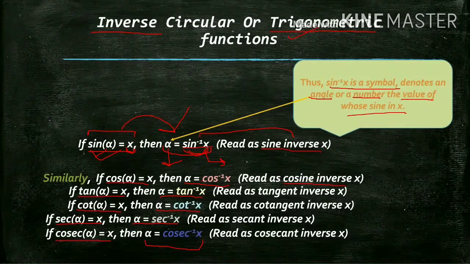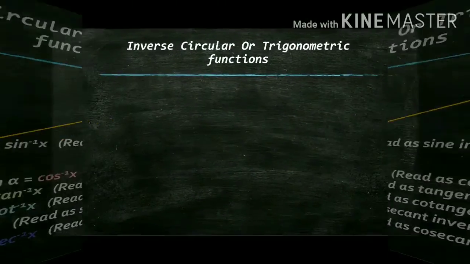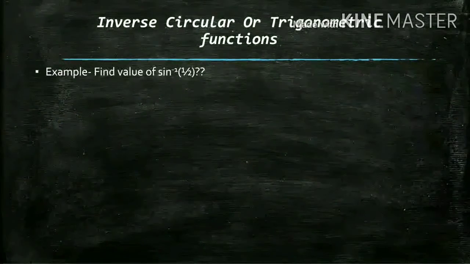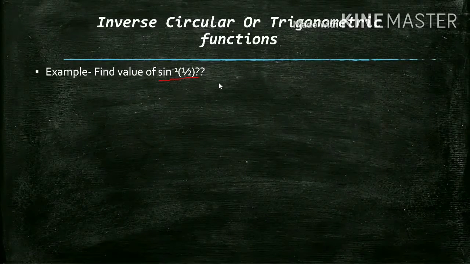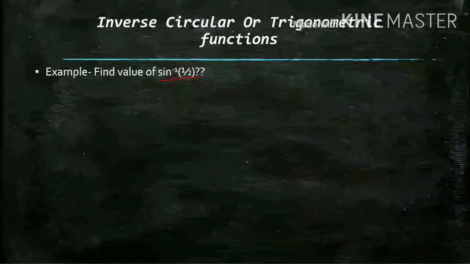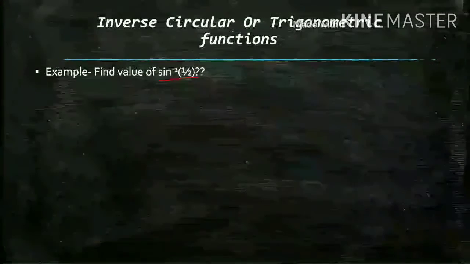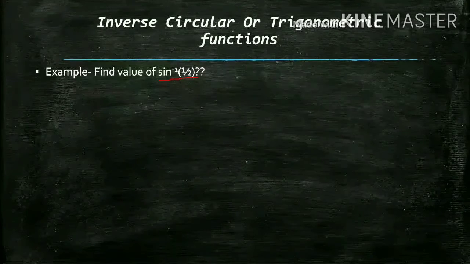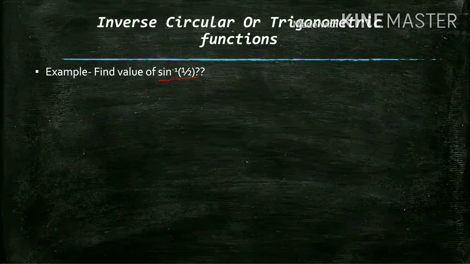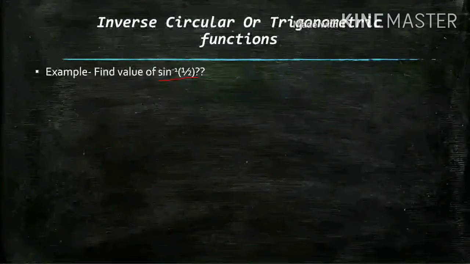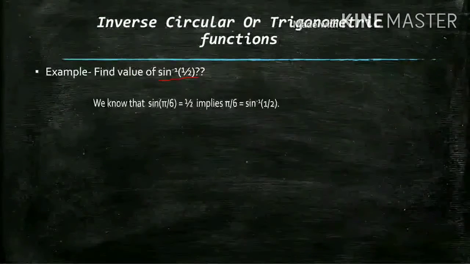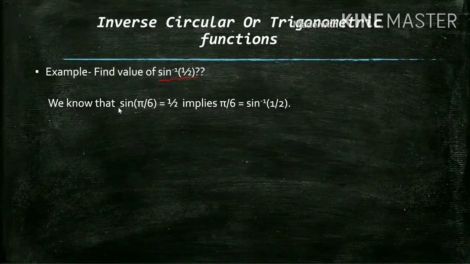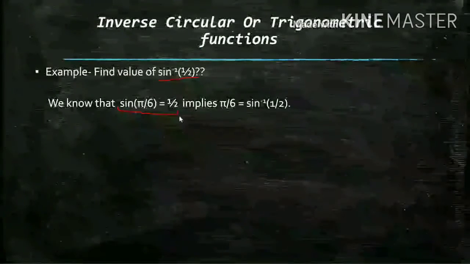So now let's have a clearer idea by doing some examples. Suppose I have to find the value of sine inverse half. Okay. Now a tricky question. In case you don't know how to do this, let me help you. We will do this question in the same way as we just defined sine inverse and other trigonometric functions. We know that sine of pi by 6 equals half. That means sine 30 is half, right? You know this.